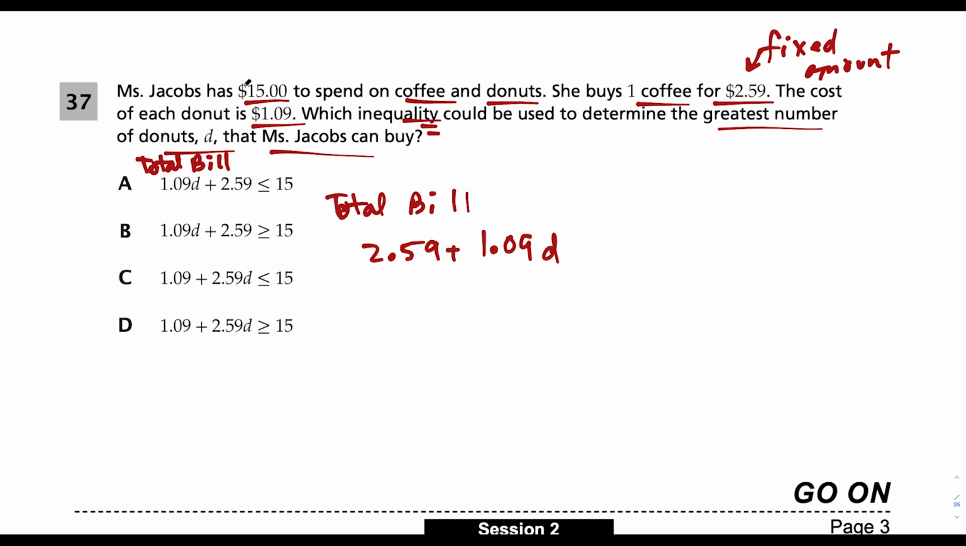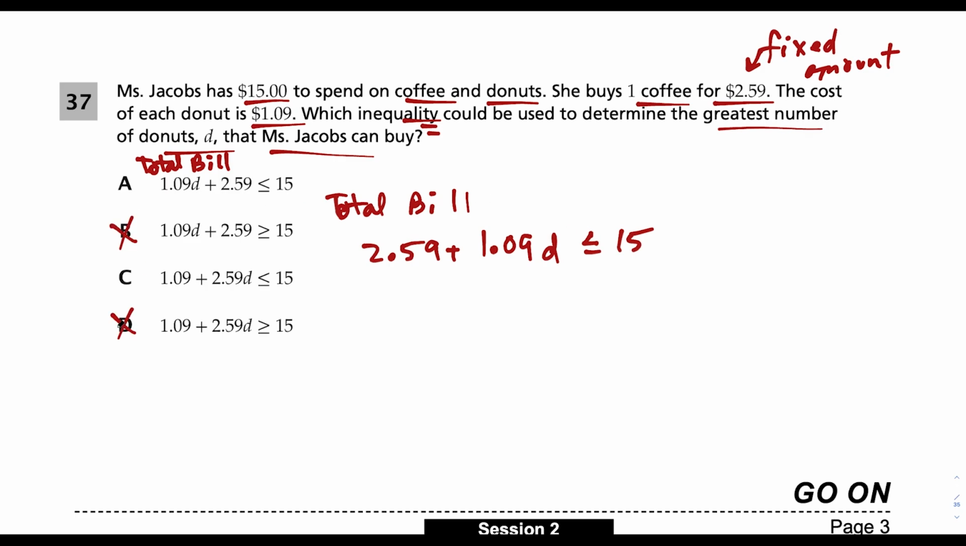But remember, Miss Jacobs has $15 to spend. So the total bill cannot be more than $15. The total bill has to be less than or equal to 15, because if the total bill were more than 15, then Miss Jacobs would not have enough money. So that's why we're going with less than or equal to, which right away is going to eliminate choice B and choice D.